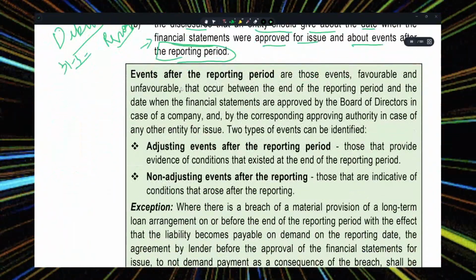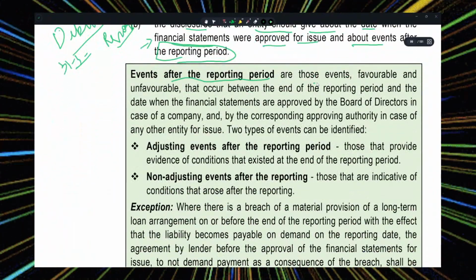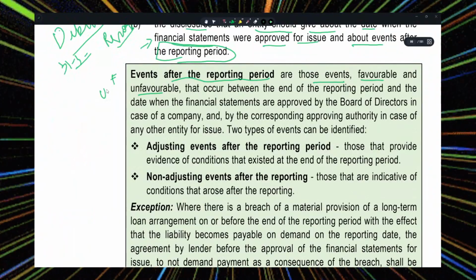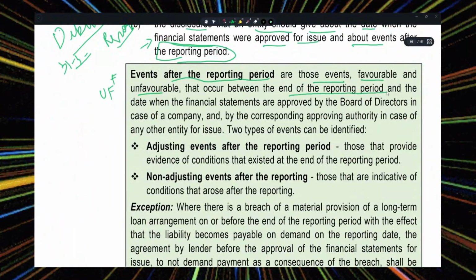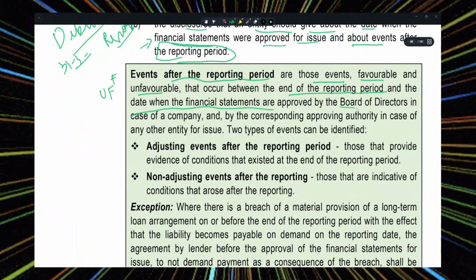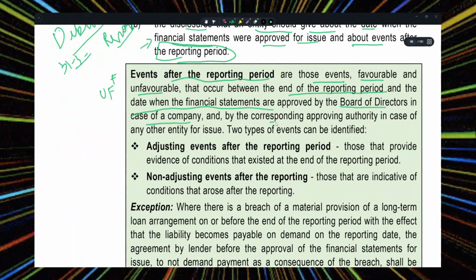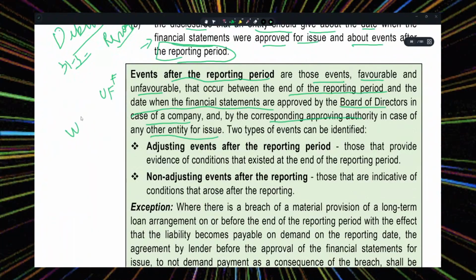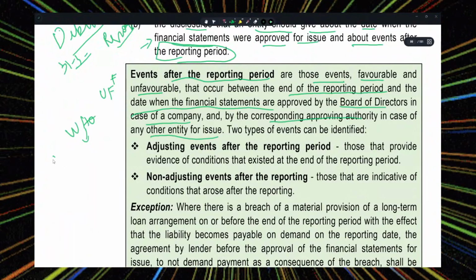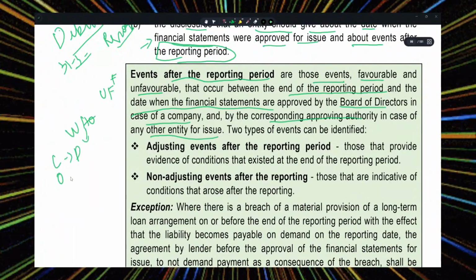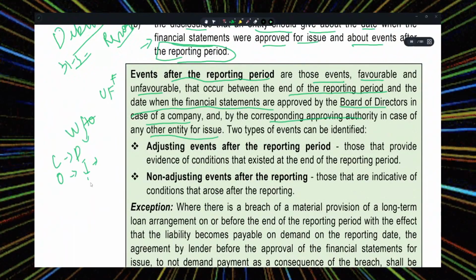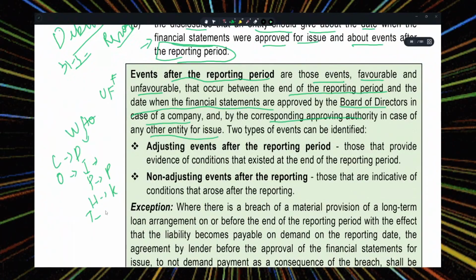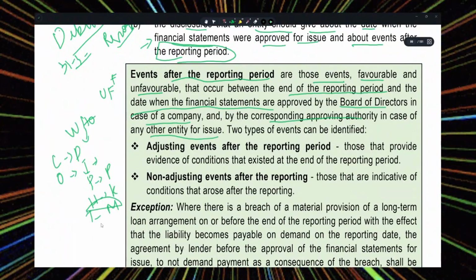Events after the reporting period: what are those events? Favorable and unfavorable events that occur between the end of the financial reporting period and the date on which financial statements are approved by the board of directors in the case of a company, or the corresponding approving authority in the case of other entities. So who will approve the financial statement? In a company, directors will approve. In the case of an individual, he will do it. In a partnership firm, partners will do it. In an HUF, the Karta will do it, and in a trust, the trust members will do it. These are the persons who will approve the financial statement.